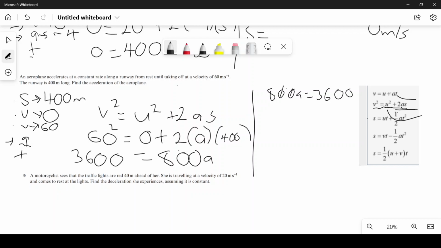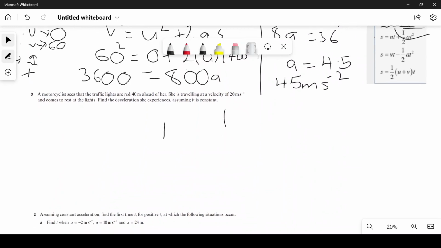Let's remove the zeros first. We have 8a equals 36, such that a is equal to, is it 4.5? I think that's the answer. 4.5. Because 8 times 4.5 is 36. Yeah. And we must put units. The units for acceleration, that's meters per second squared. Or sometimes written like that.